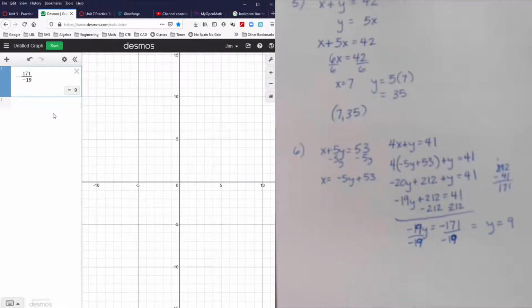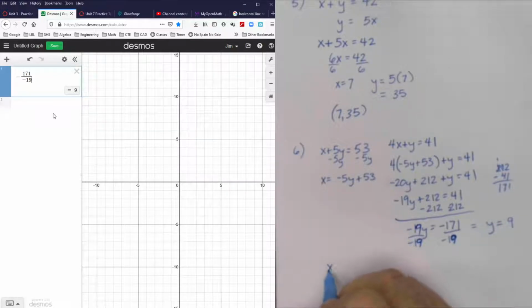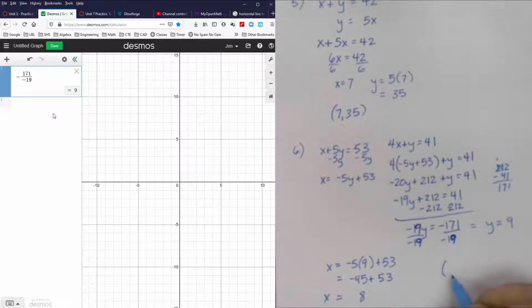Okay. Now we've got y, we need to figure out what x is. So if I go over here, I know that x is equal to negative 5 times y, which is 9, plus 53. So my x is going to be negative 45 plus 53, which is going to be 8. So x value is going to be 8. So my solution here is going to be the point 8, 9.